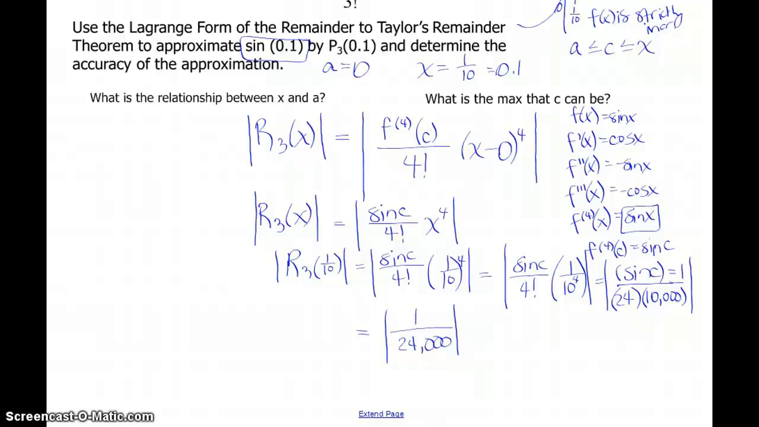So Lagrange error bound is not that complicated. We just got to sometimes get creative about c, and all the time we have to think critically and problem solve about how our value of c is going to give us the maximum output value for this error bound.